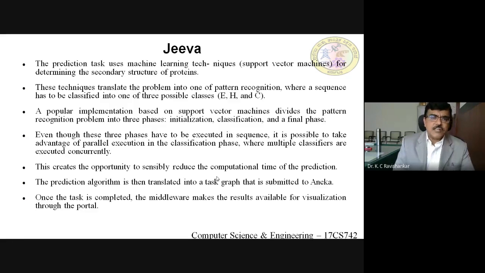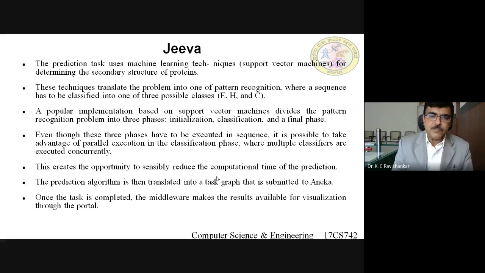These techniques translate the problem into one of pattern recognition, where a sequence has to be classified into one of the three possible classes: E, H, C. A popular implementation based on support vector machines divides the pattern recognition problem into three phases: initialization, classification, and final phase.